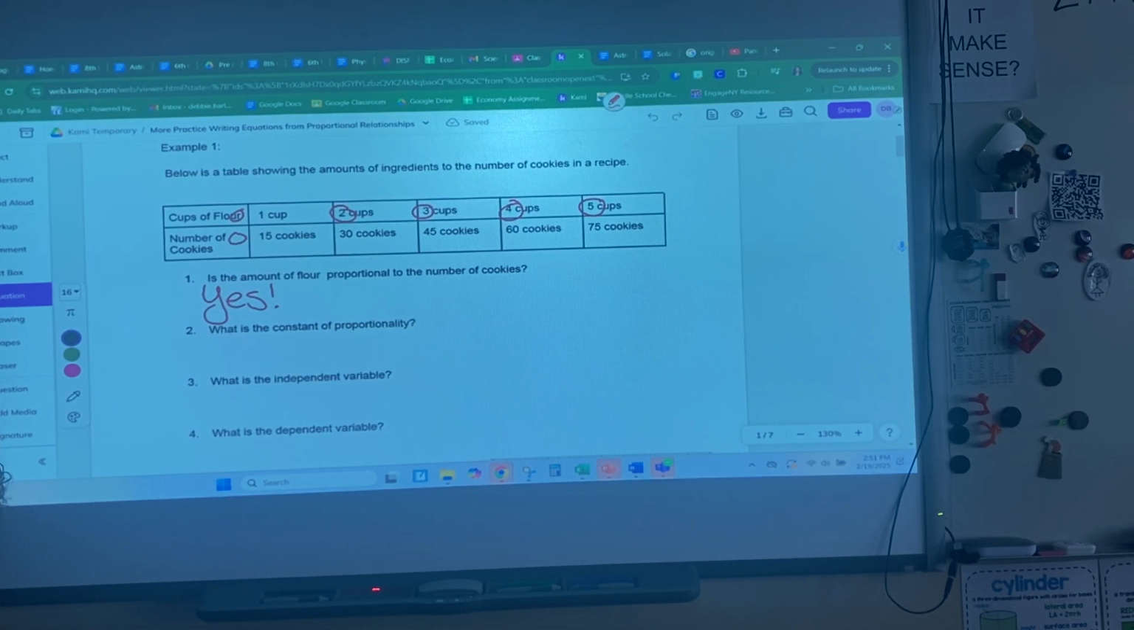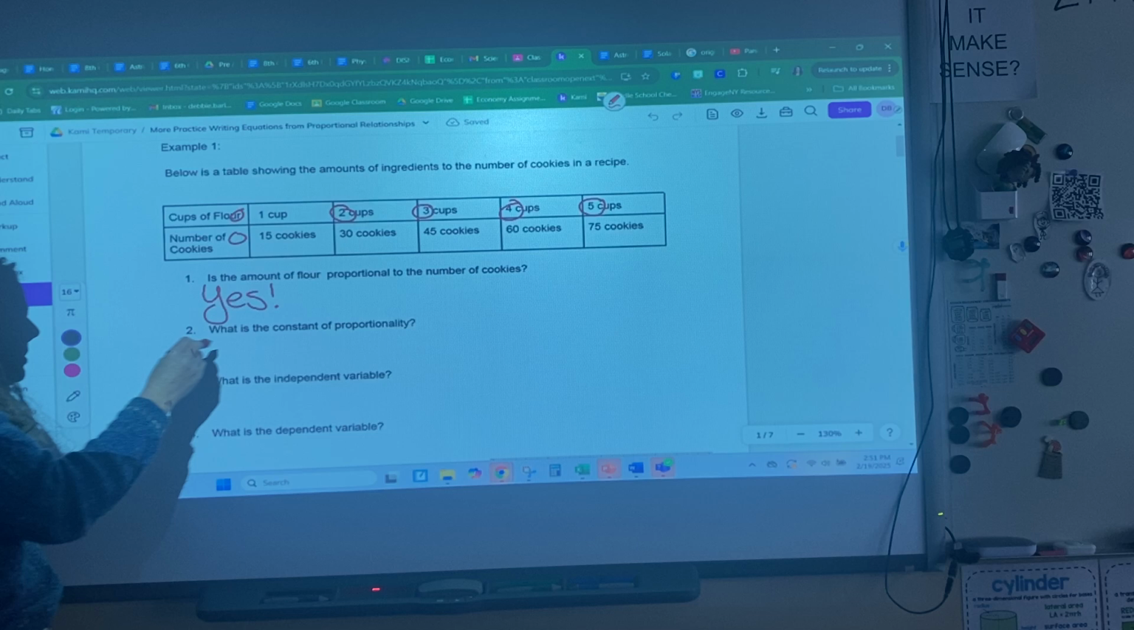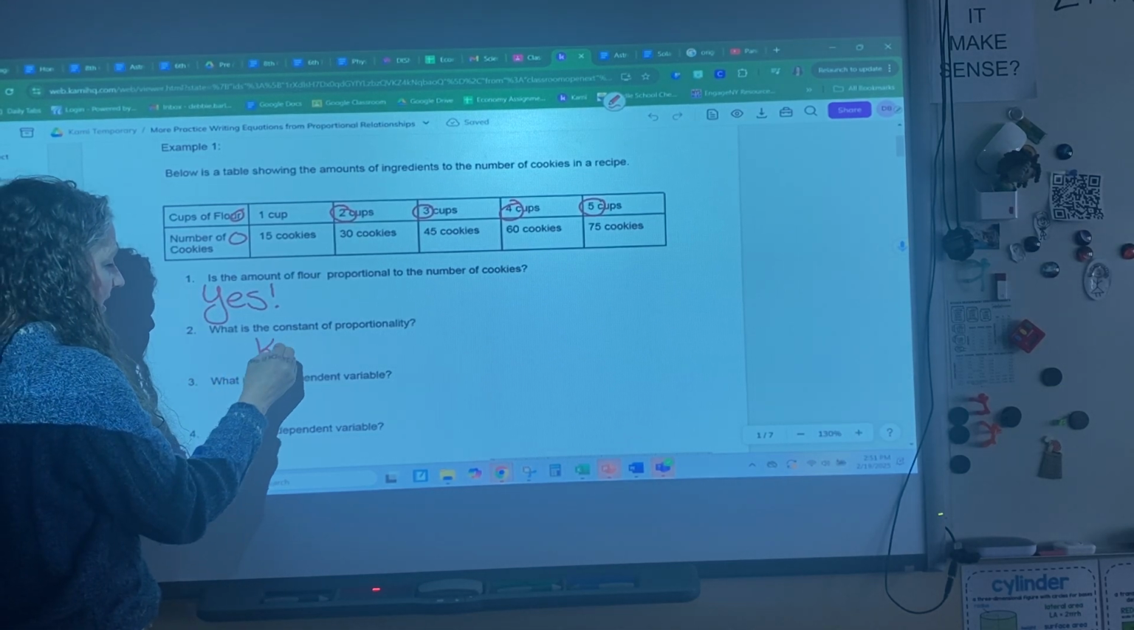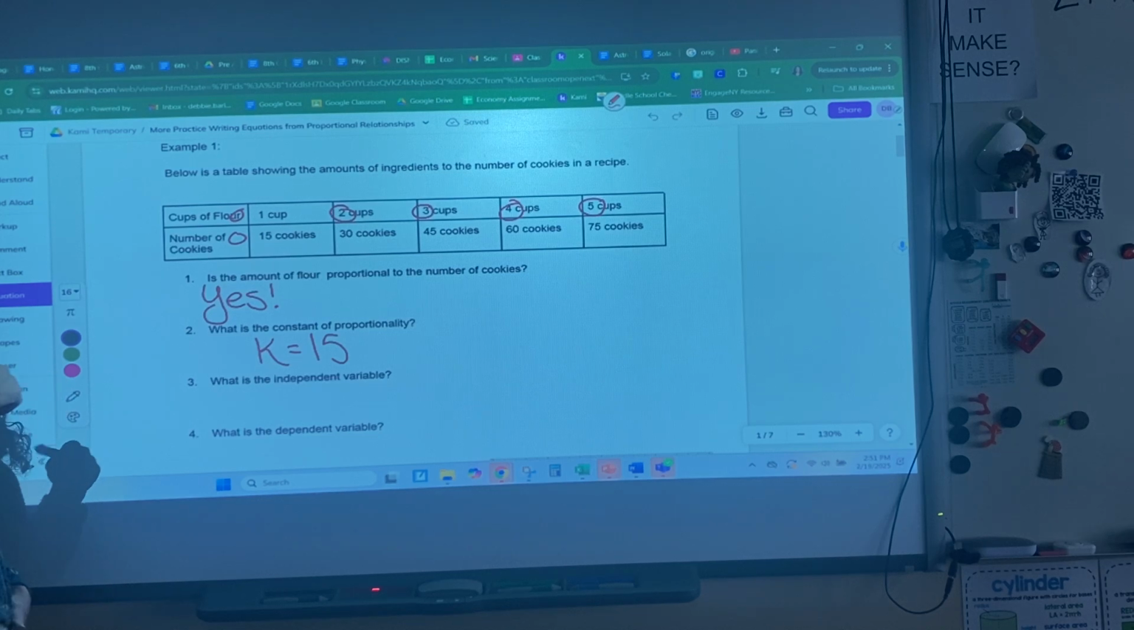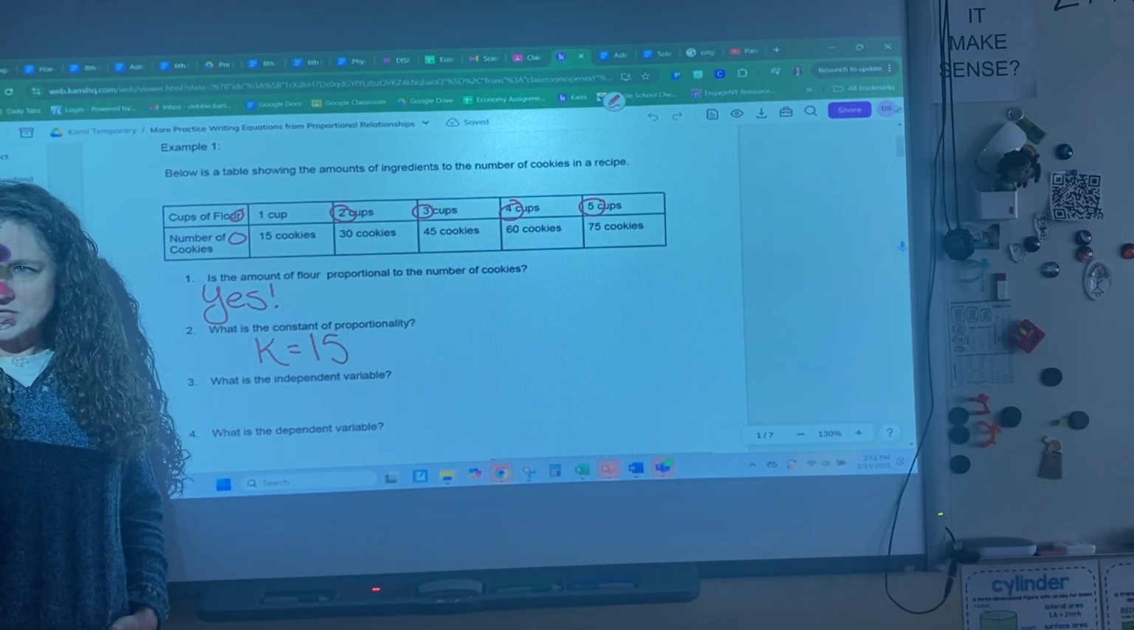What is it, Cade? Blank times 15. Nope. The constant of proportionality is just what? 15. Just 15. It's the straight up number. So my constant of proportionality is 15. That's the number I'm multiplying by. If I have 10 cups of flour, how many cookies can I make?